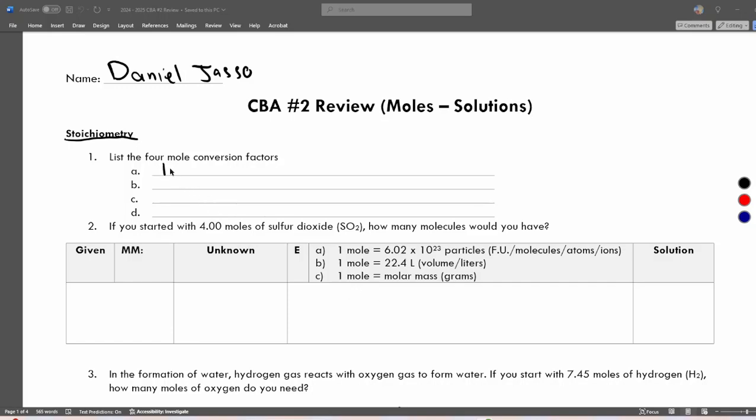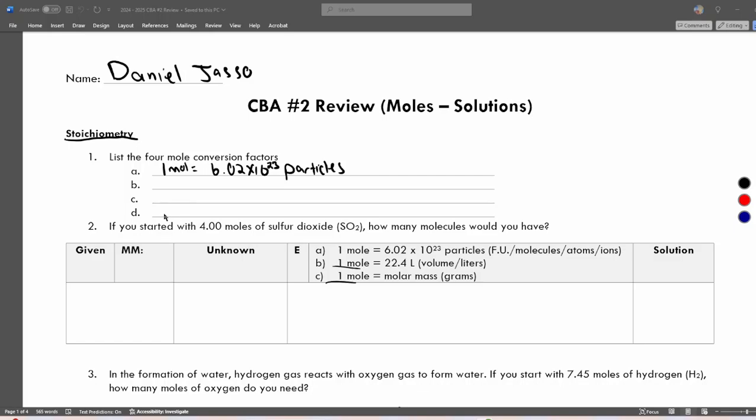So the first one is 1 mole is equal to 6.02 times 10 to the 23rd. And we can shorten that to particles, right? Particles is, remember, formula units, molecules, atoms, ions, anything like that. And so I'm not going to write these other two. This one is the second one, and this one is the third one. Write those down.